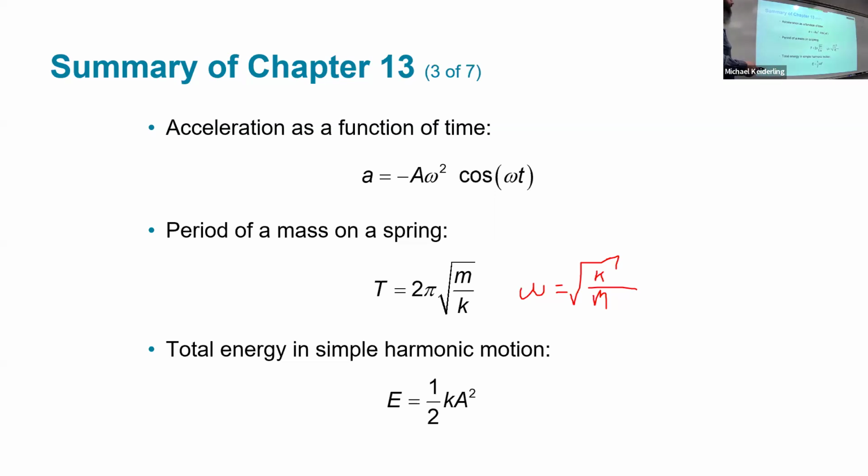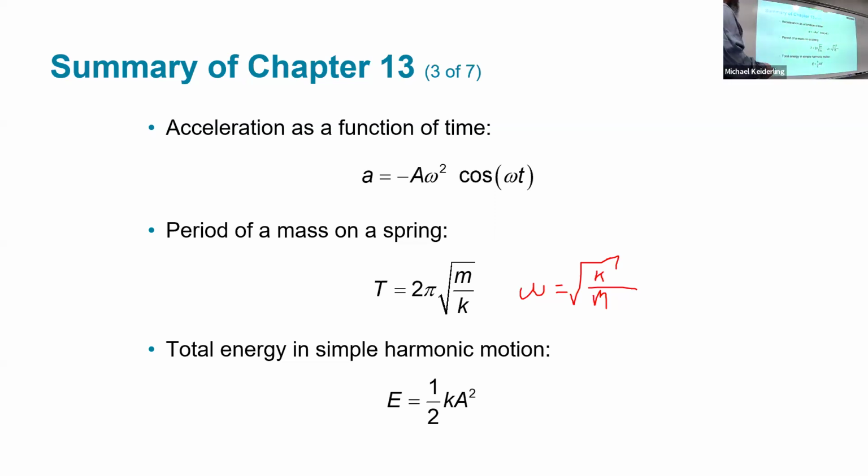Omega ends up equaling the square root of k over m, because this is minus omega squared times x, and acceleration is minus k over m times x. Just a little bit of algebra gets you that. The period of a mass on a spring is 2 pi square root of m over k. Omega is the square root of k over m.